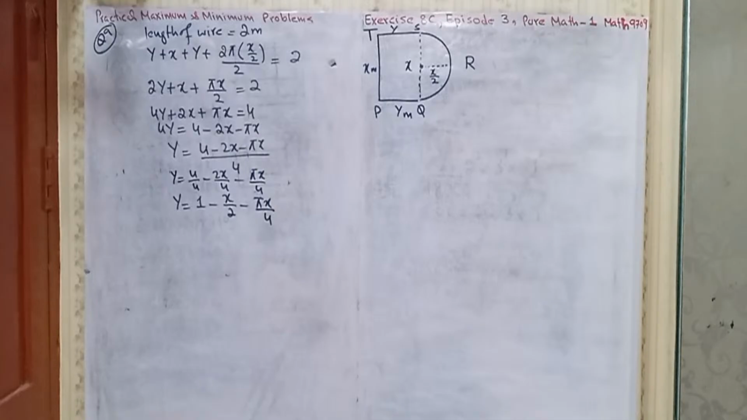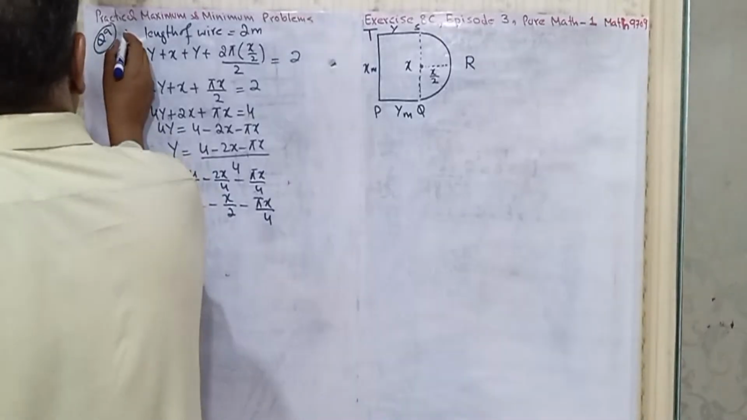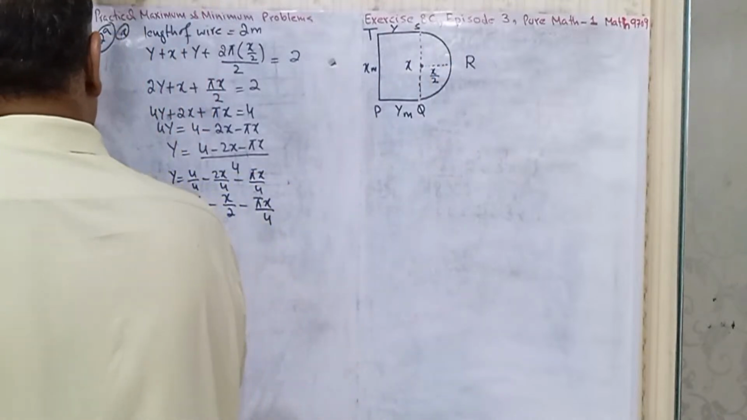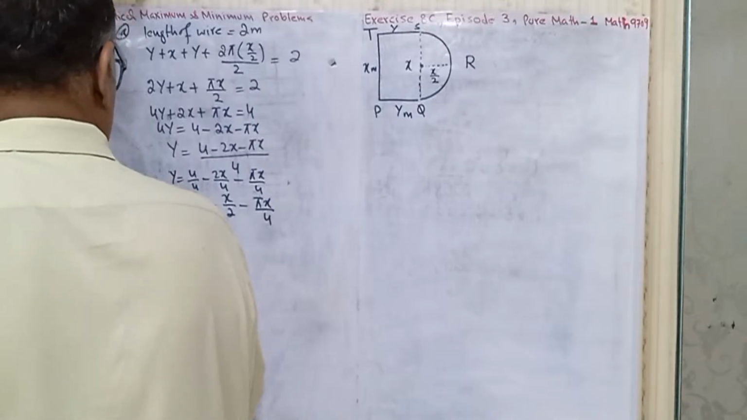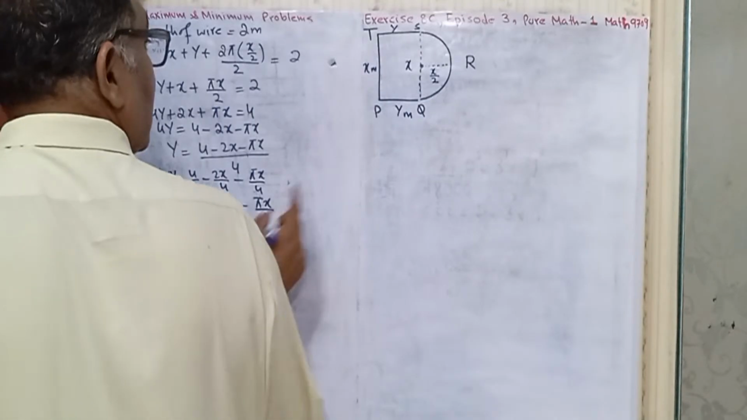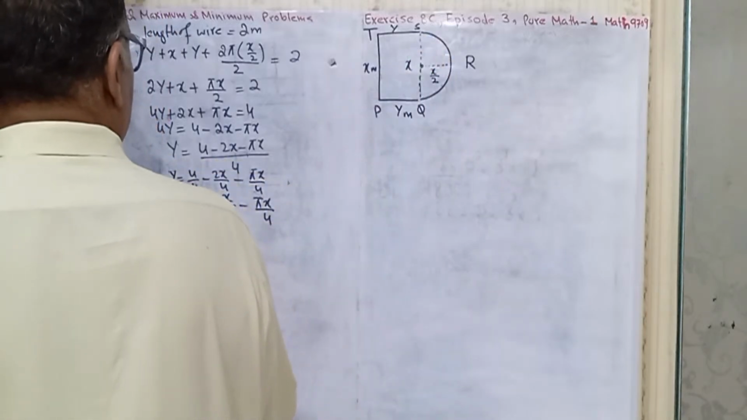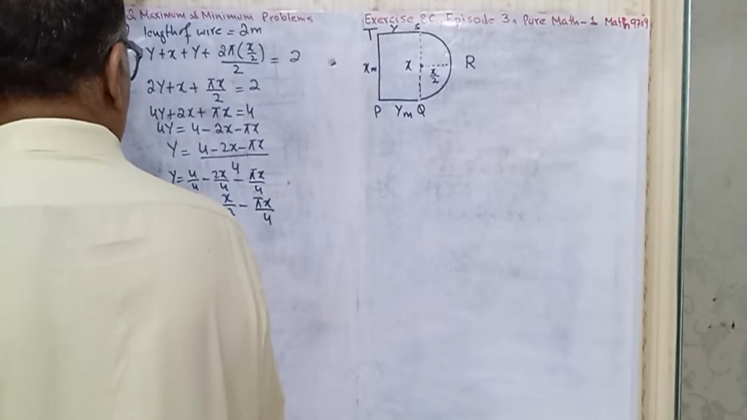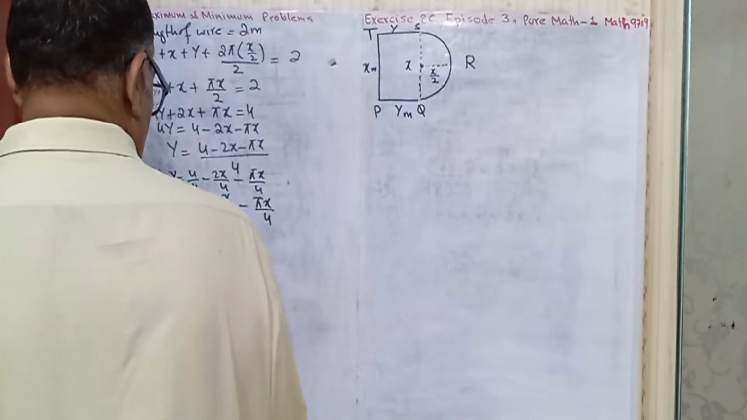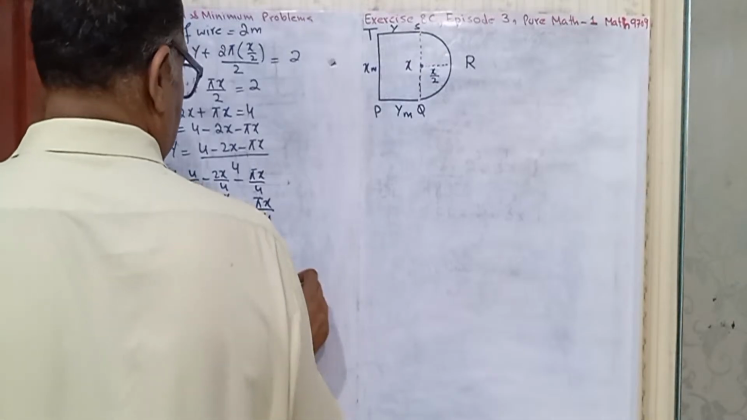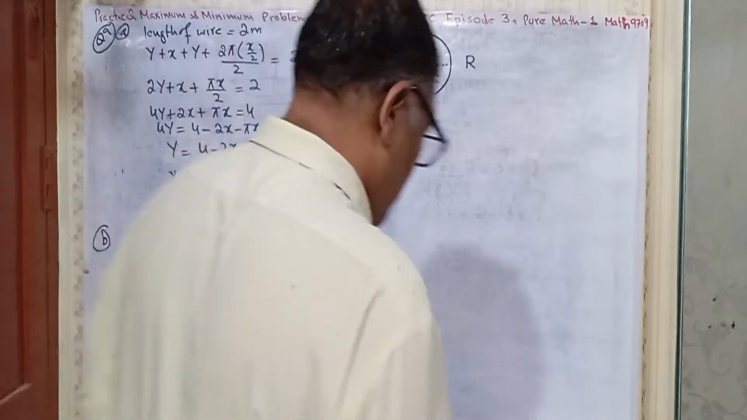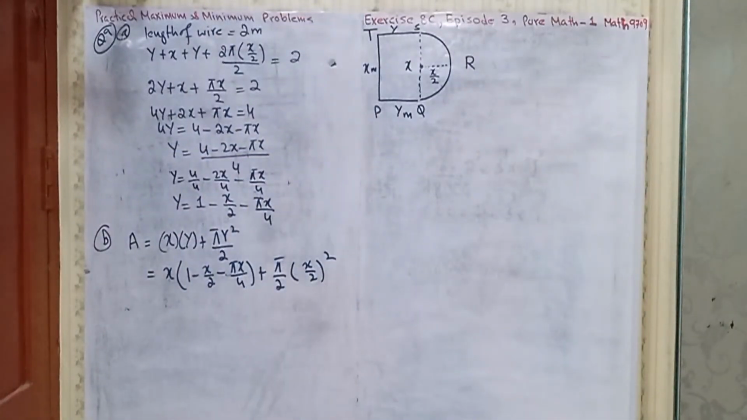Then in question number 9, he says, show that the area of this shape is equal to this. The area of this shape is very simple. It's basically a rectangle and a semicircle. So the area will be equal to the area of the rectangle, length into width, that is x into y, plus the area of the semicircle, that is pi r square by 2. So this is x into y, where y is 1 minus x by 2 minus pi x by 4, plus pi into r, the radius, that is x by 2, squared. So I just put the values. We have to show this.